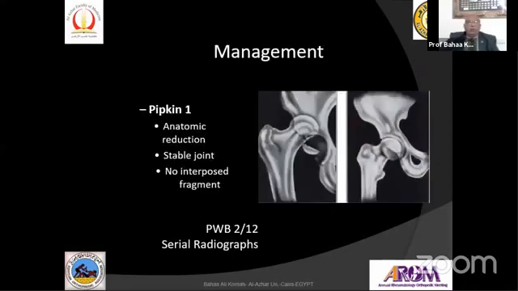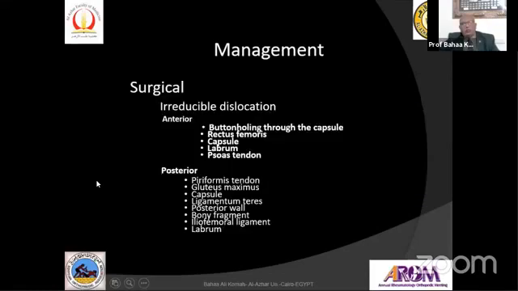For the first type, Pipkin type 1, go for anatomical reduction and check by the CT. If it is a stable joint with no interposition fragment, then partial weight bearing for 2 months, and follow this patient by serial radiological X-rays. Surgical management can be done if there is irreducible dislocation.